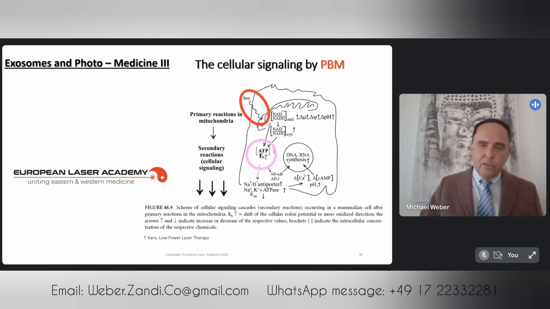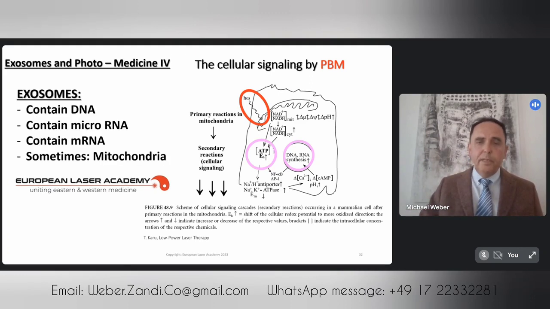We enhance, on the one hand, again, the ATP production and enhance the membrane potential. This is first. Then we activate certain messenger substances like NF-kappa B. By this, a huge amount of repair mechanisms are induced. DNA and RNA synthesis are induced. More than 100 different repair genes have been described being induced by this.